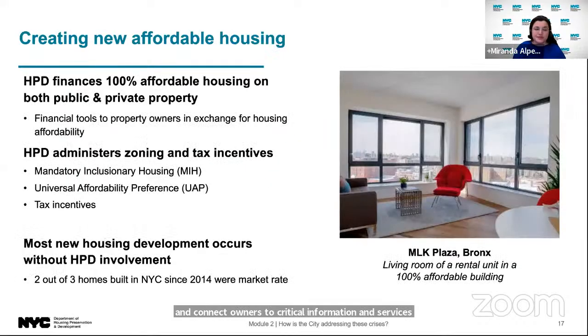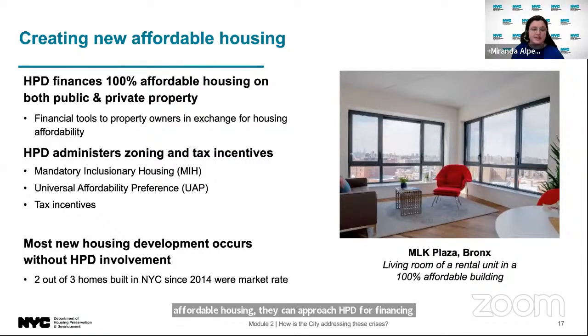Another critical tool the city uses to tackle the housing crisis is to build new affordable housing. HPD finances the construction of new 100% affordable housing on both public and private property. On public sites, HPD engages with community members to define a vision for the site and then issues a request for proposals to developers who will build. If a private property owner is interested in building affordable housing, they can approach HPD for financing.